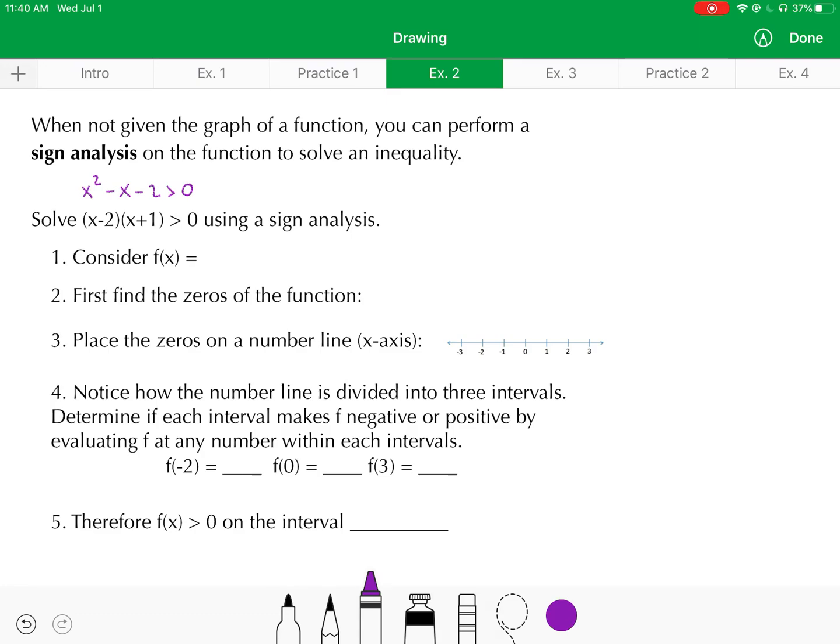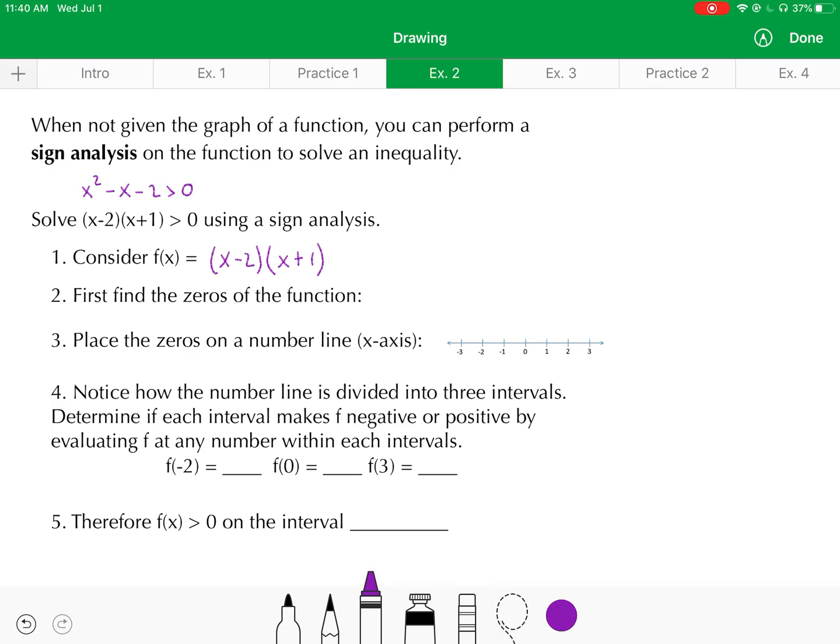So if we want to solve this using a sign analysis, the first thing we're going to do is consider the left side of the inequality as a function. So I'm going to say that I'm considering f of x to be x minus 2 times x plus 1. You definitely want to use the factored form of the quadratic if possible, okay?